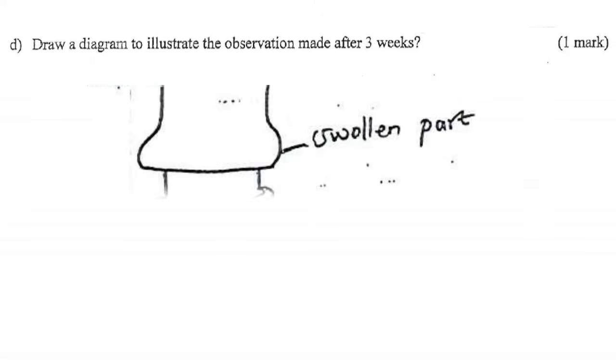Part D. Draw a diagram to illustrate the observation made after 3 weeks. So that is our diagram. As you can clearly see, we are going to have the upper part of the bark just immediately above the debarked part being swollen. This is because of accumulation of food substances. The food substances cannot be translocated downwards due to the removal of the phloem tissue, and therefore will end up accumulating at that part.